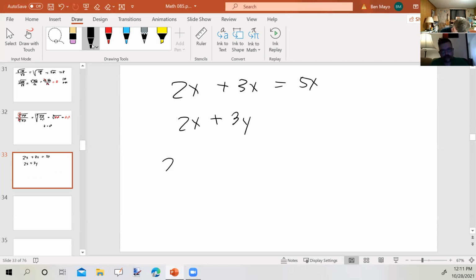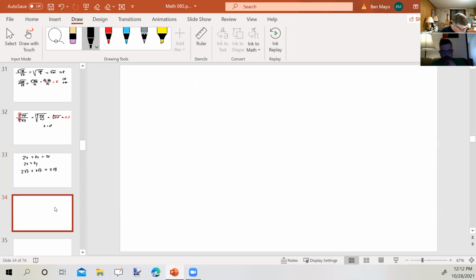Okay, what if I had 2 square roots of 3 plus 3 square roots of 3? We say those are like radicals. The radical parts of each term are the same. So 2 of something plus 3 of something would be 5 of something, the something being the square root of 3. Okay with that? All right, so let's say we have 11 square roots of 3 plus 2 square roots of 3. That would be 13 square roots of 3.